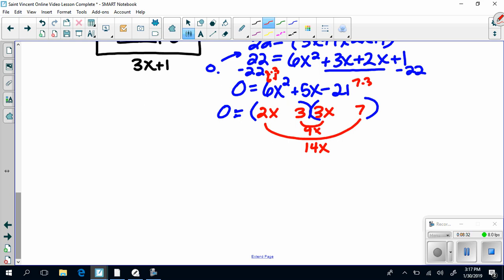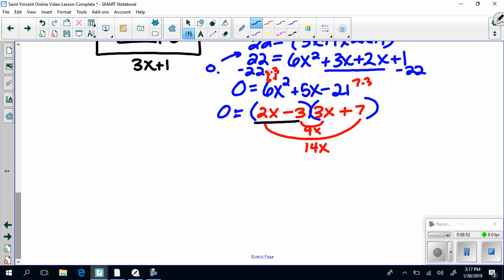Well, I can get a 5 out of that. So I have to take 14 minus 9, and the 9 would have to be a negative, and the 14 would have to be a positive. So that is the solution that works. If you would FOIL that, that would work. Okay, give you 6x squared plus 5x minus 21.